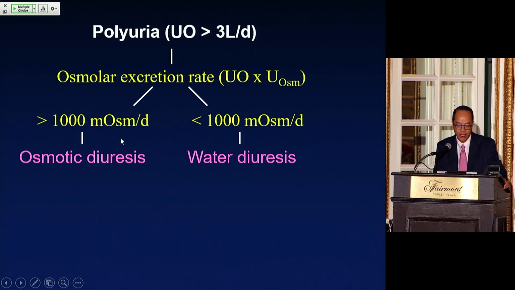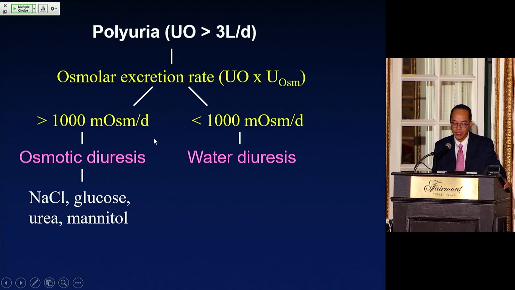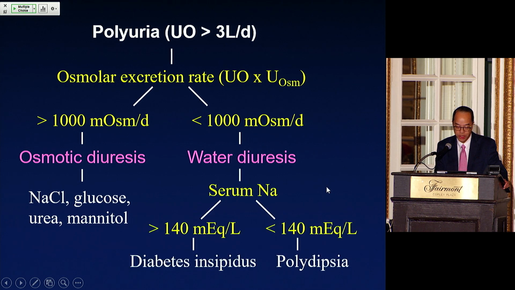If it's greater than 1,000, there have to be additional osmoles. Either the patient's getting additional saline, or they're having hyperglycemia and the glucose diuresis. They're getting TPN and getting too much protein or mannitol. If it's a water diuresis, the two possibilities are diabetes insipidus or polydipsia. Sometimes you can tell the difference just by whether the serum sodium is high or low.